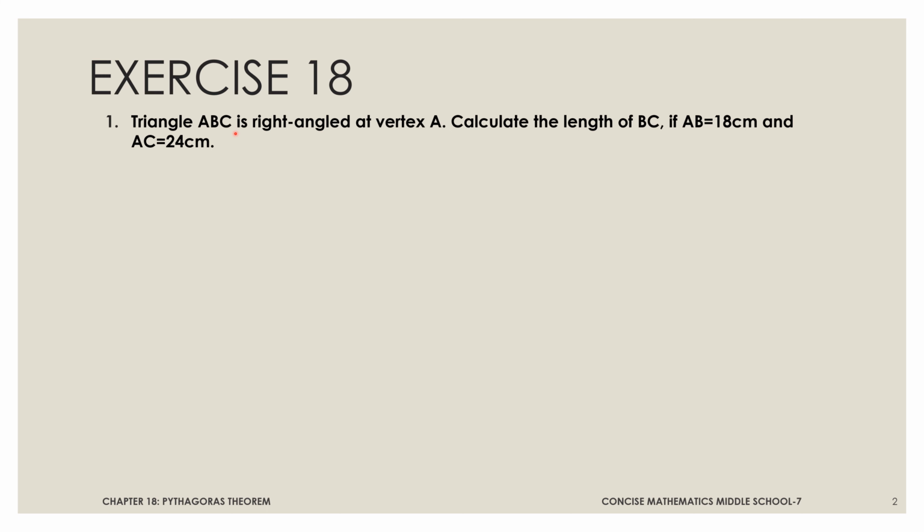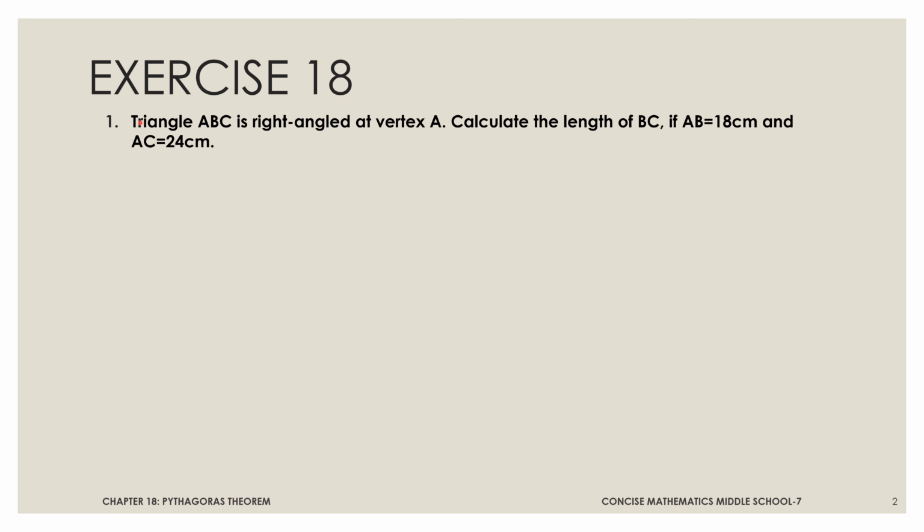Here, let's understand the question first. What they have given is triangle ABC is a right-angled triangle and it has the 90-degree right angle at vertex A, right? So this is what the first statement means. Calculate the length of BC. We need to find out BC, length of BC, if AB is equal to 18 centimeter and AC is equal to 24 centimeter.